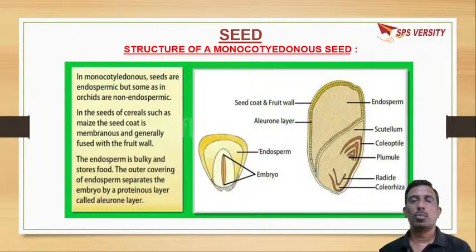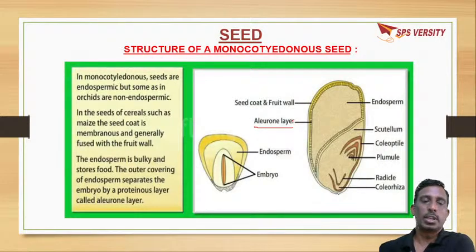So this is a monocotyledonous seed. Okay. On the outside is the seed coat. So this is the seed coat. Okay. Inside a monocotyledonous seed you can see a bulk of endosperm. The outermost layer of endosperm is called aleurone, which is rich in vitamin A and proteins. Okay. That is called the aleurone layer. And below this is the embryo.